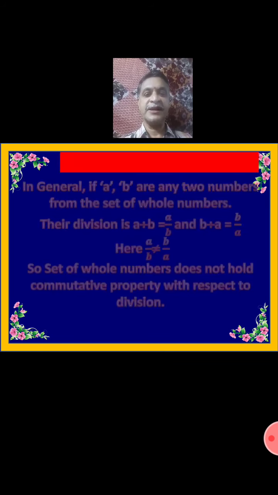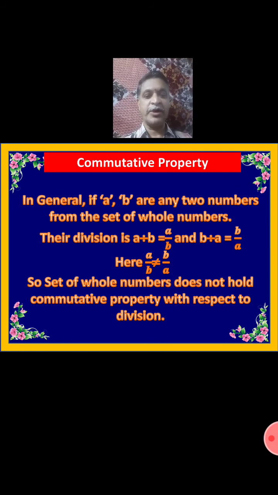In general, we say that if A and B are two whole numbers, then A divided by B is equal to A by B and B divided by A is equal to B by A. Both are not equal. So we say that A by B is not equal to B by A. So the set of whole numbers does not hold commutative property with respect to division.